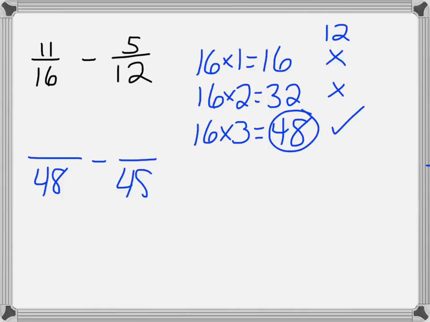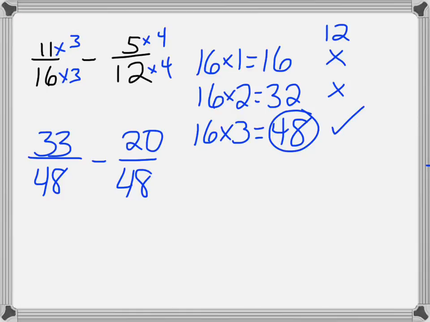Hopefully you can start to do this process mentally, or at least with the help of a calculator, and maybe not write down so much. To turn a 16 into a 48, we multiply by 3, and also the top. To turn a 12 into a 48, multiply by 4, and also the top.